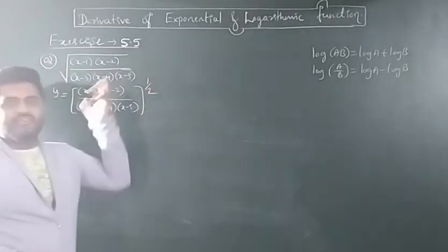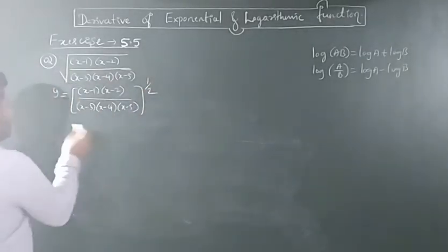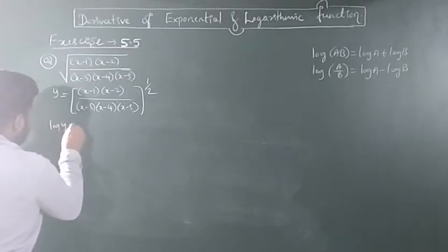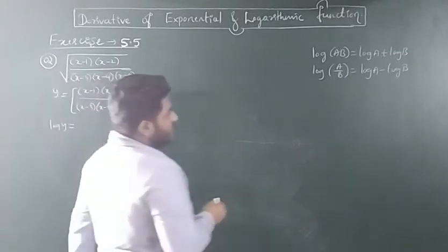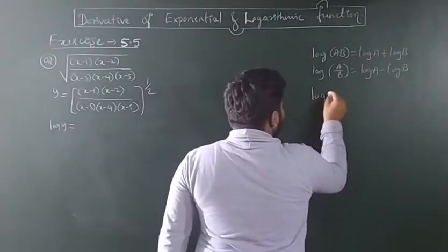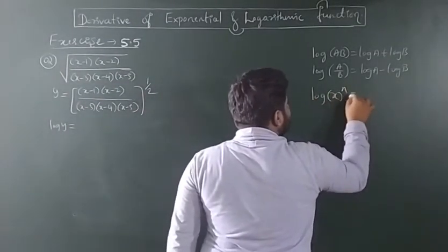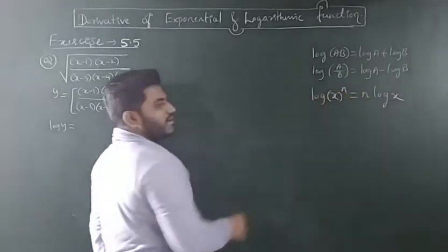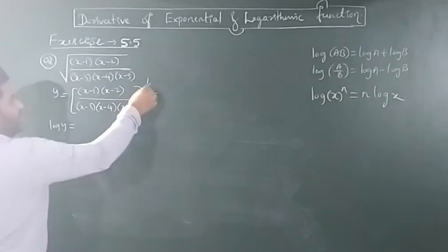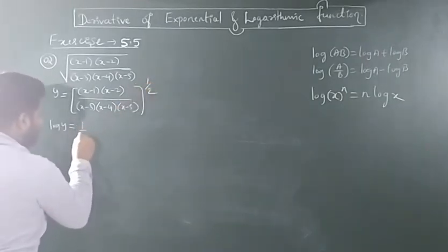Because the square root is there, we can write 1 by 2. So applying log on both sides, what are we getting? Log y is equal to, so whatever is in the power comes to the front, because we have log x to the power n is equal to n into log x. Whatever is in the power, we should multiply in front.